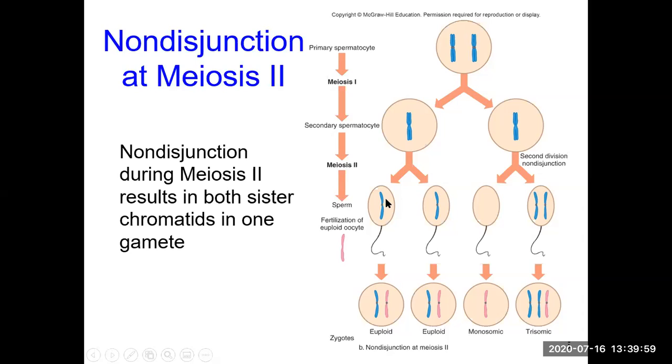Now when this sperm, let's say, fertilizes a normal ovum, this is perfect, this is healthy. This sperm fertilizes a healthy ovum, again healthy. This sperm fertilizes a healthy ovum, this is not healthy because the sperm is missing the chromosome. So this is a monosomy, okay? This is a monosomic egg.